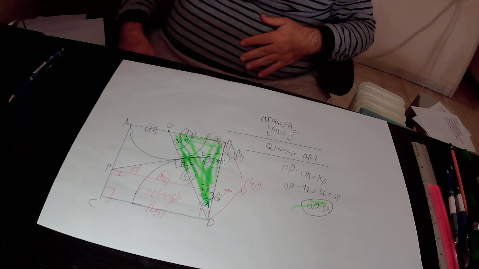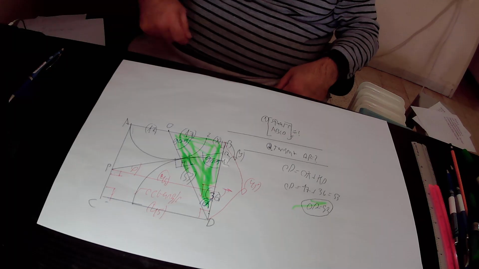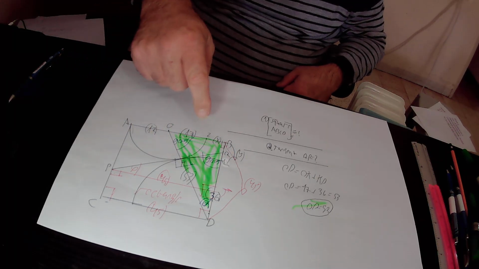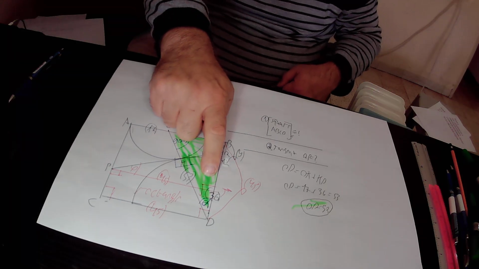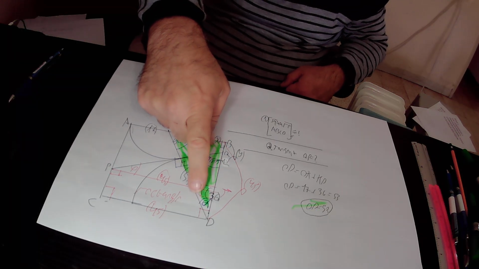In the next step, we do a construction, that is to say from point P, we draw a perpendicular to BD. From point B, we draw a perpendicular to BD. So this angle equals 90 degrees, and this angle also equals 90 degrees according to our construction.